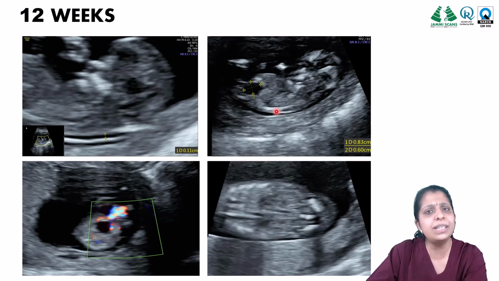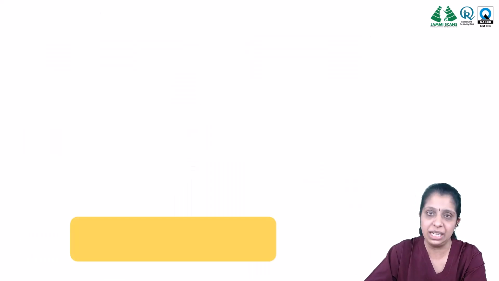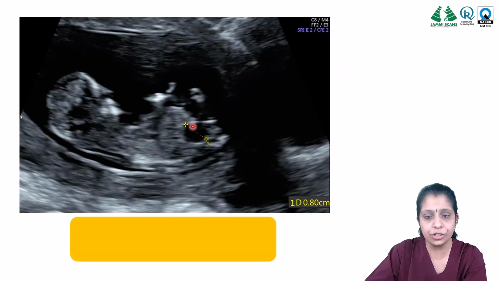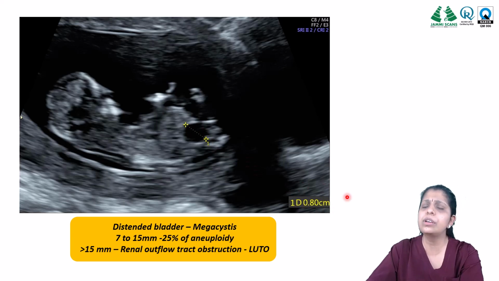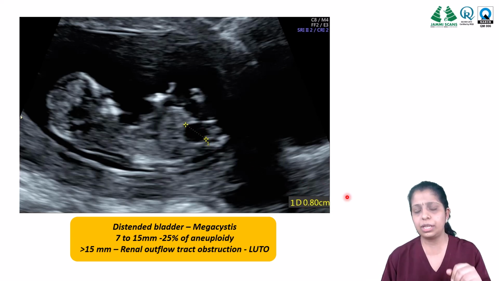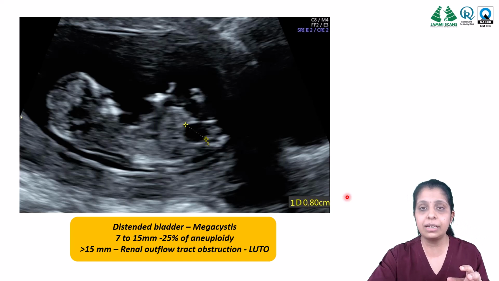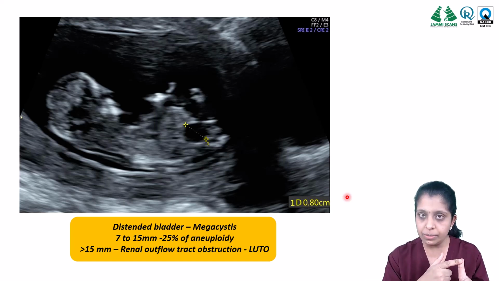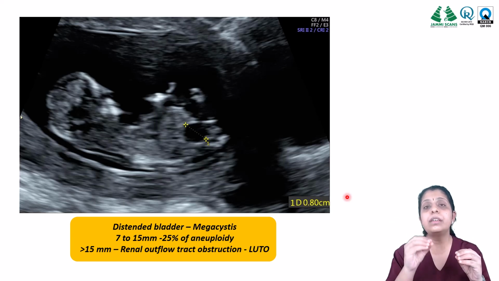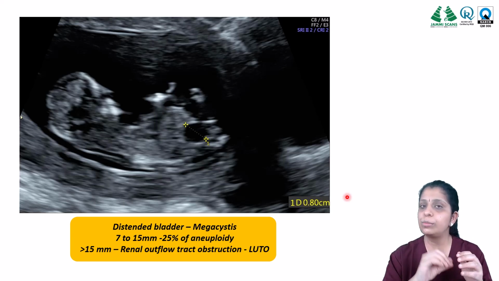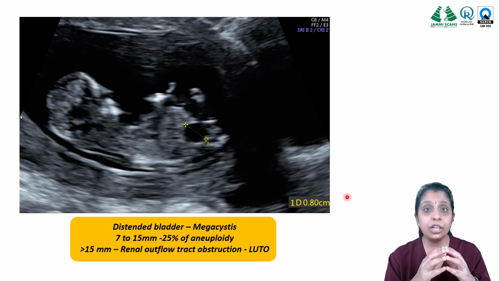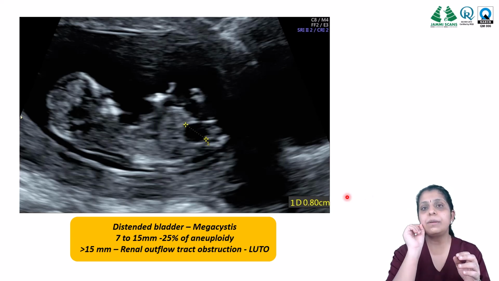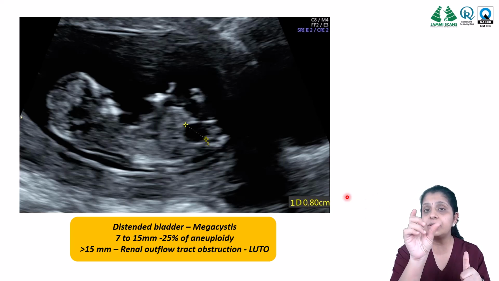So what is the normal level of bladder? The longitudinal diameter, if you can see, should be less than 7 millimeter. So what do we do? Longitudinal measurement is 8. How do you counsel the couple? 2 important things. The first thing, when you see a distended bladder, is the measurement. If the measurement is more than 7 millimeter or within 15 millimeter, then you think more in favor of chromosomal abnormalities. That's very important, but definitely not always. At least 25% of aneuploidy is what we think when the measurement is between 7 to 15 millimeter.